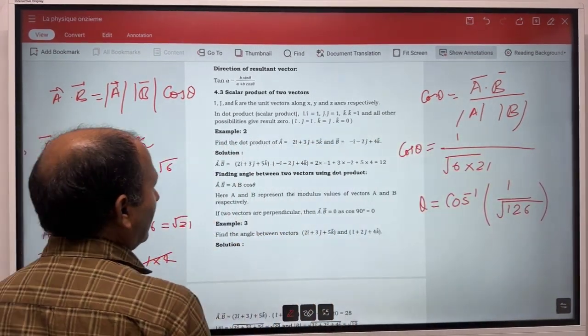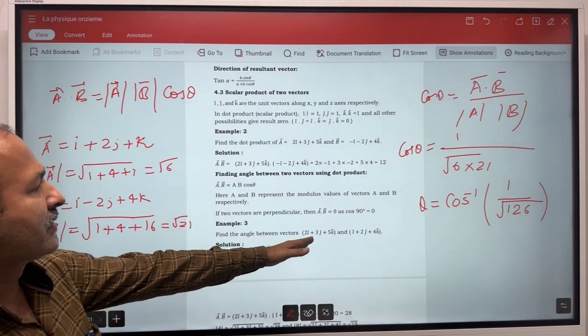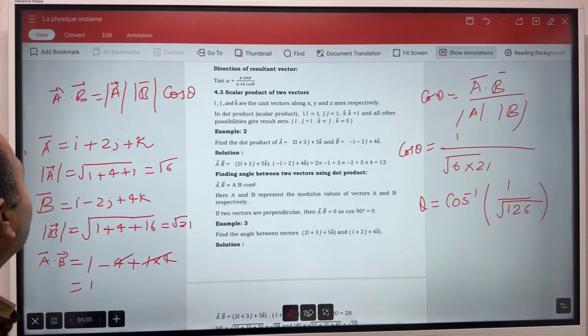Now here there is one question for you. Find the angle between vectors. These are two vectors and you can find the angle. So you can apply this formula.